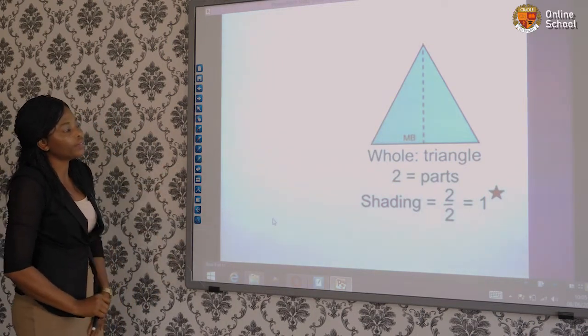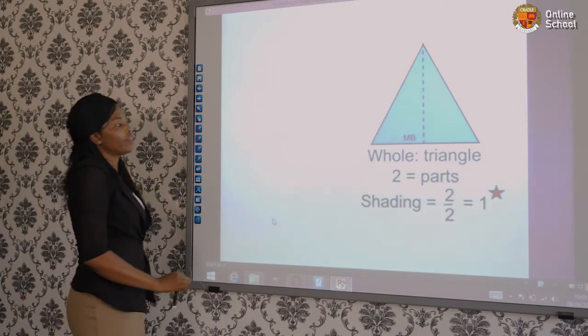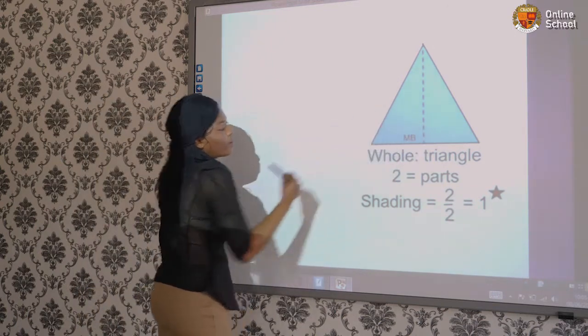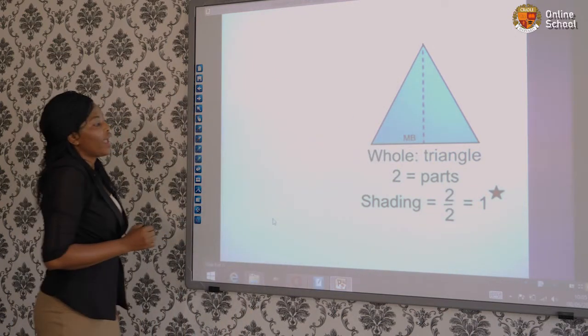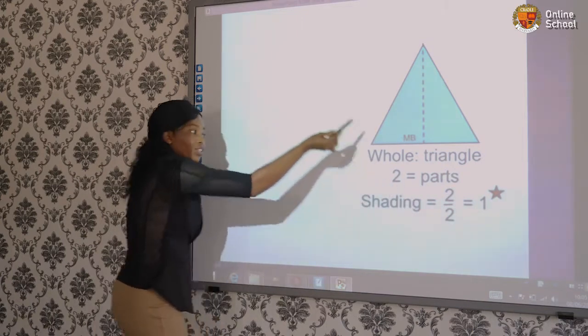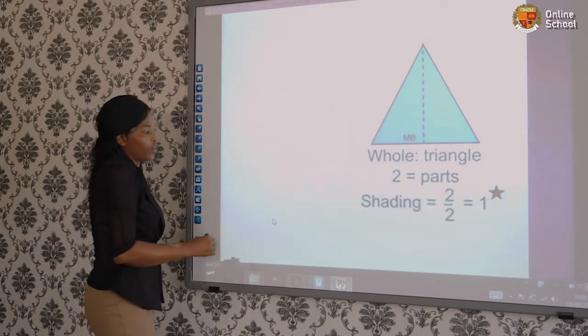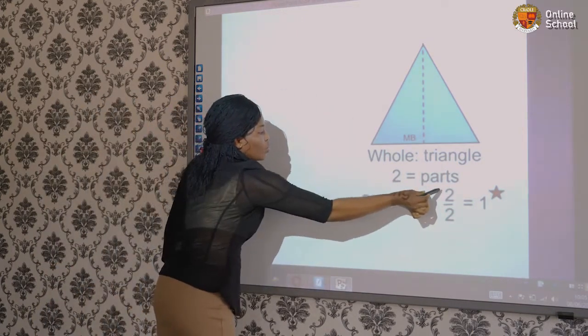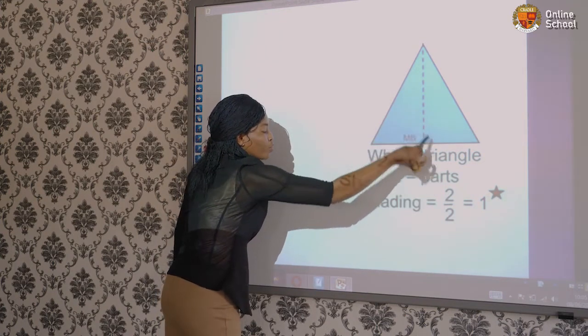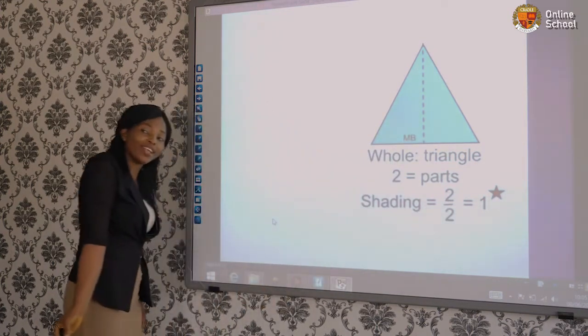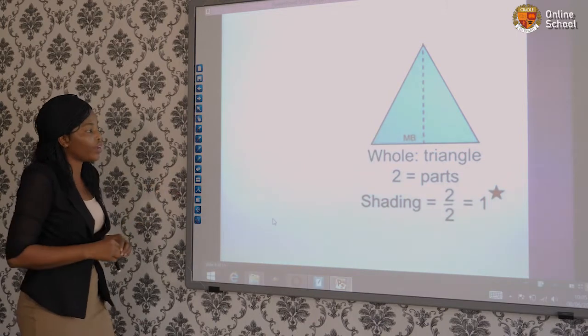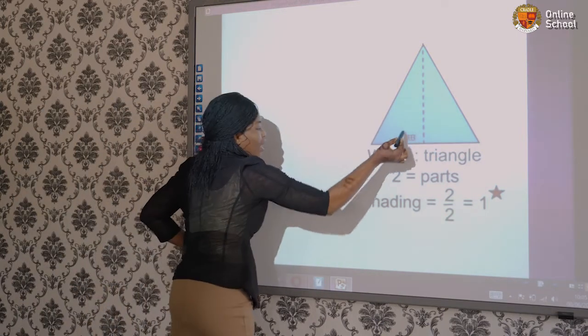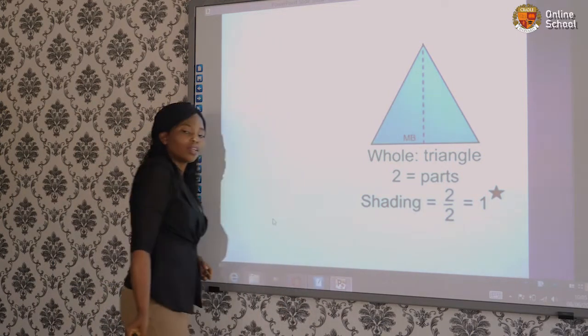This is a triangle. And what happened here is divided into how many parts? Into 2 parts. Okay. And the 2 parts are shaded. So what are we going to have here? We're going to have 2 over 2. 2 parts out of 2 parts. That means, who is guessing something here? 2 parts out of 2.